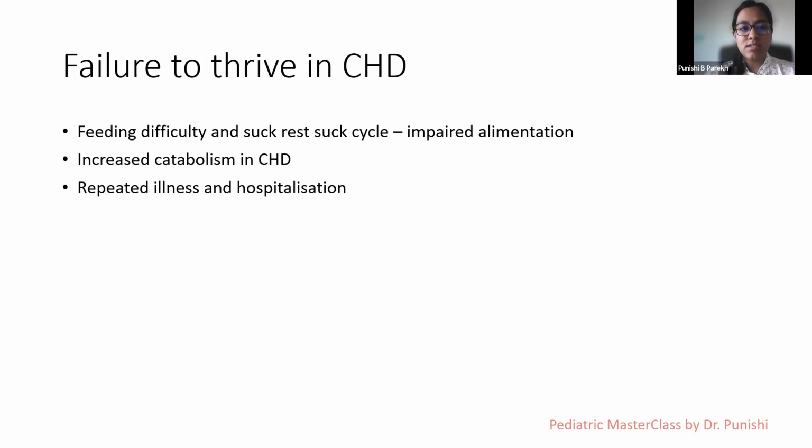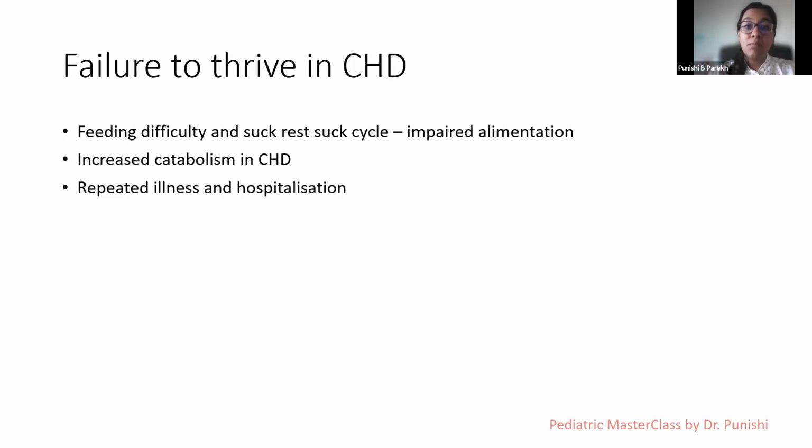So the 3 main reasons are, number 1, like we saw, they have feeding difficulties in the suck cycle, as a result of which their nutrition gets impaired. CHDs have an inherent increased catabolism rate. So their catabolism is more than their anabolism, and that's the reason why they tend to lose weight, and they tend to not gain as much weight as a kid who doesn't have a CHD does.